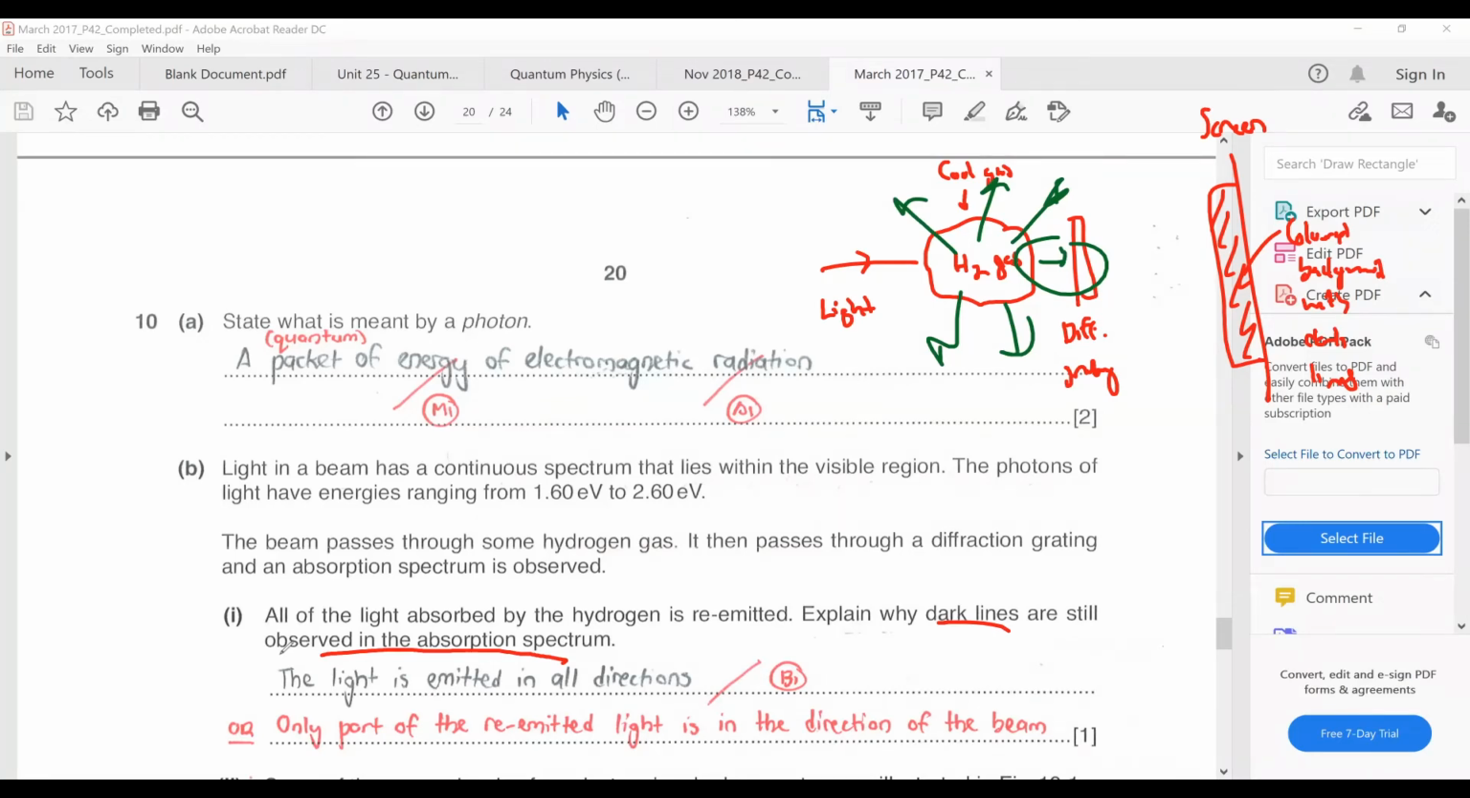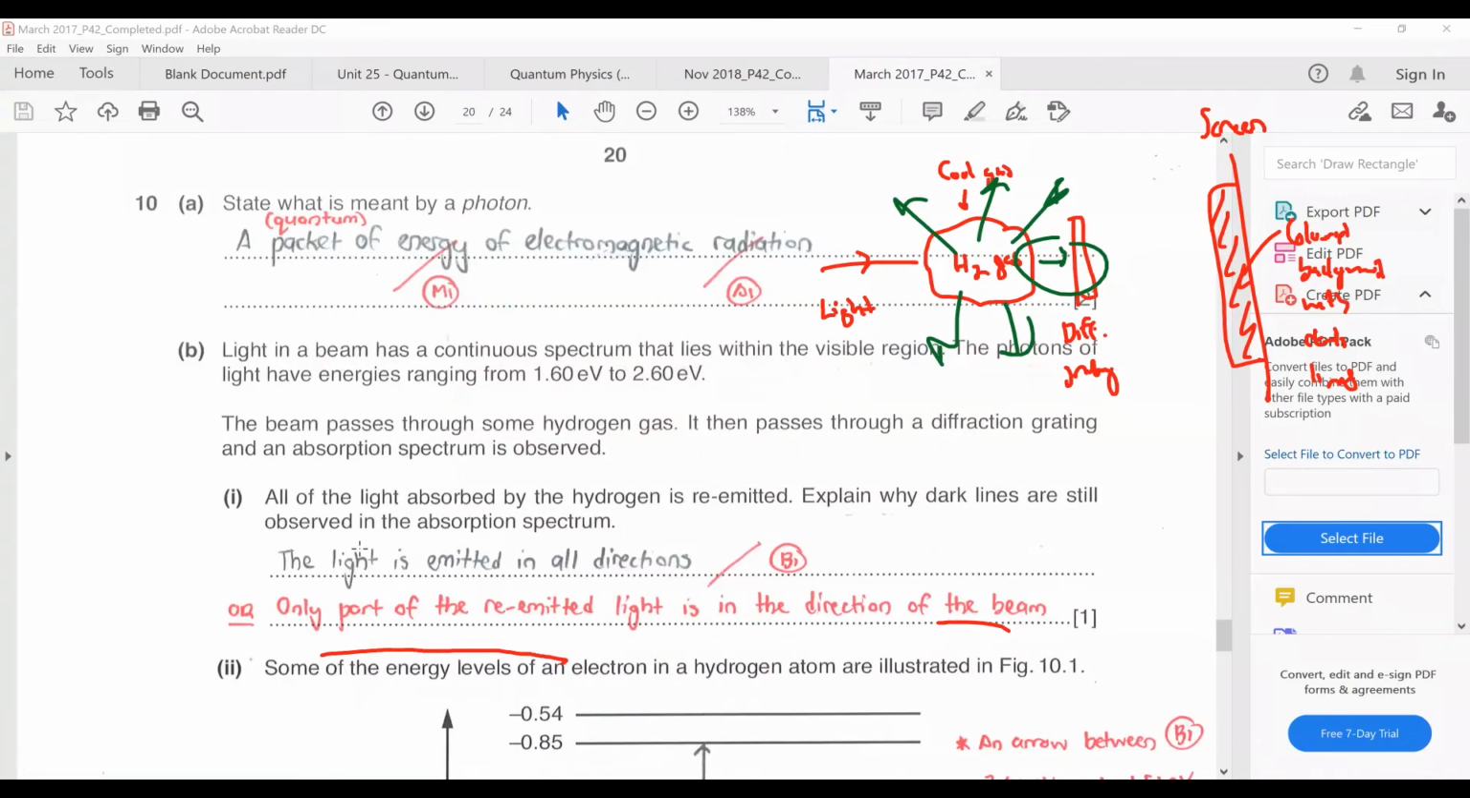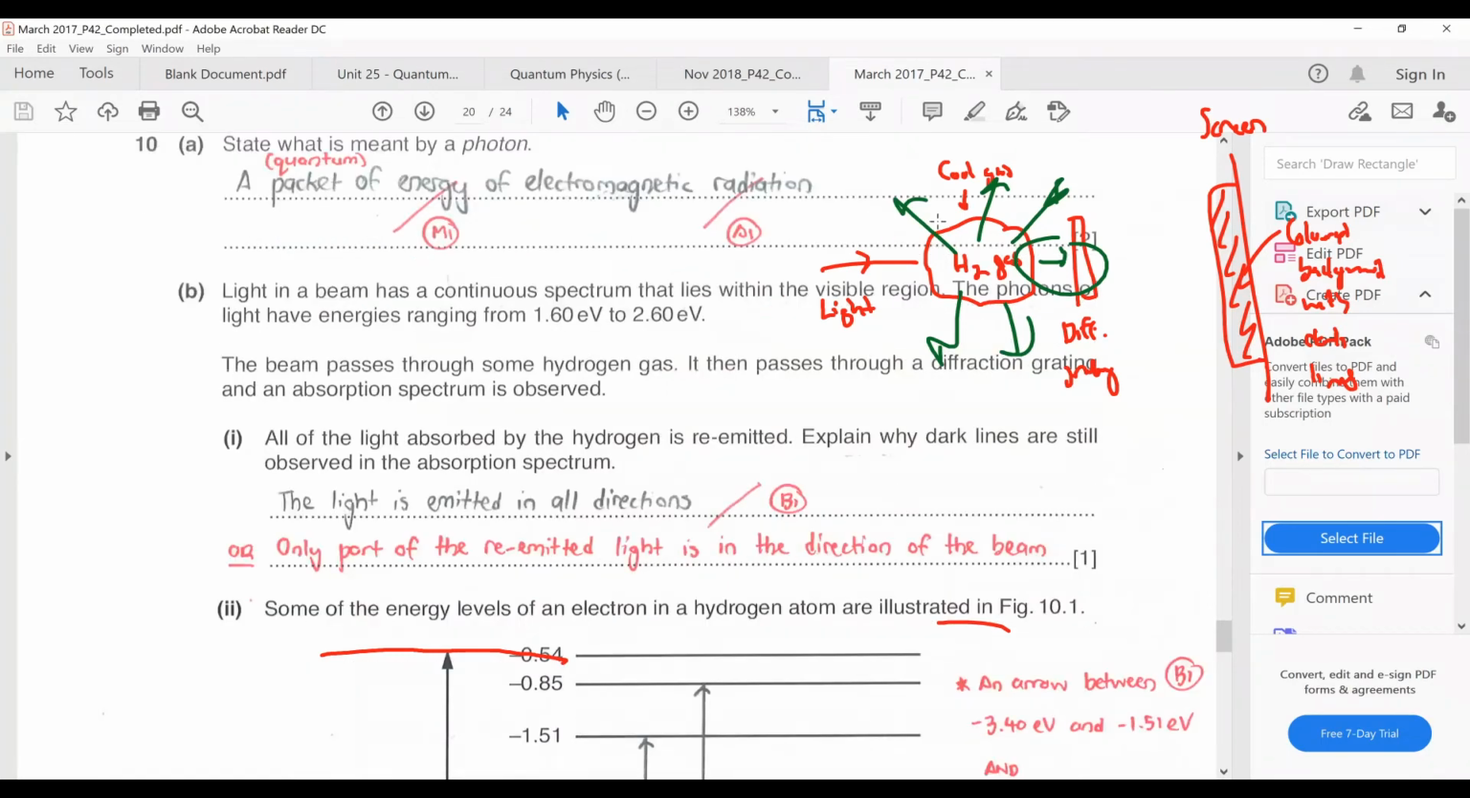Or if you want to be more specific, you can just say that the light photons are emitted in all directions, or only part of the emitted light photons is in the direction of the beam. Okay? The keyword is you needing to talk about that photon being emitted in all directions. That is usually the point here that you need to talk about.